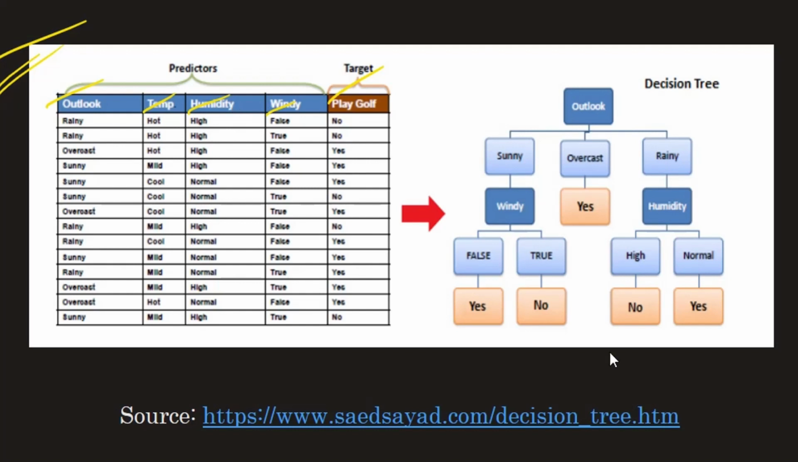So first of all, the algorithm is considering this feature, which is outlook. And within outlook, we have 3 values: sunny, overcast, and rainy.